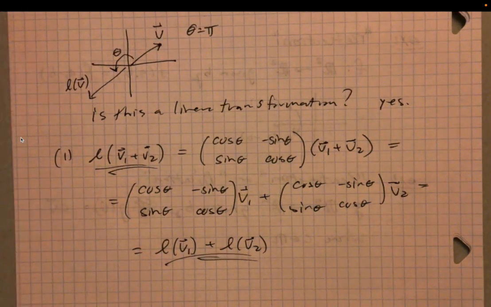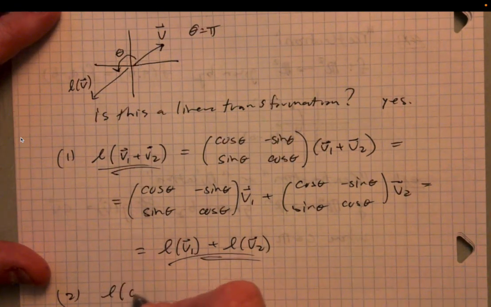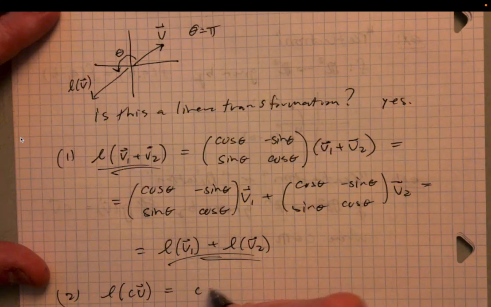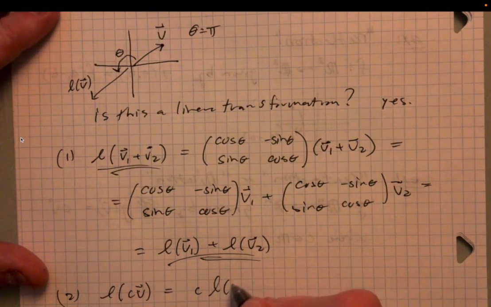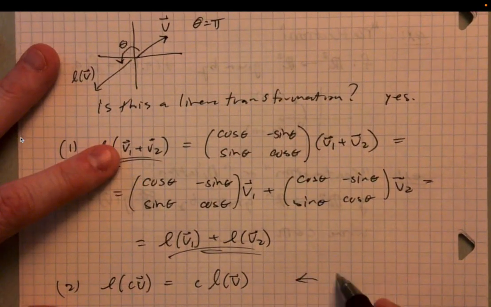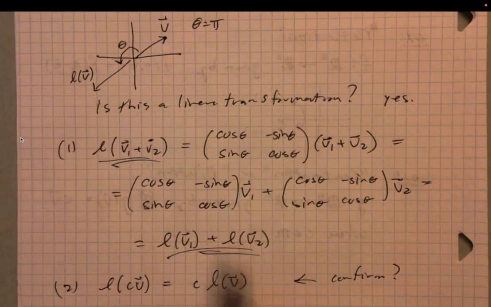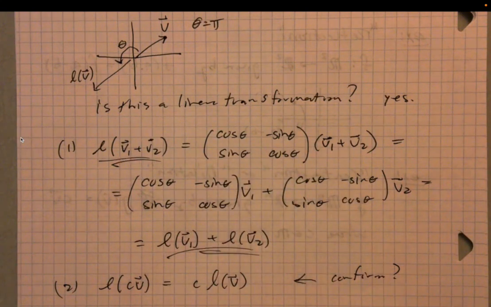The second property is really obvious, so I'll just state it: L applied to c times v is obviously equal to c times L of v, right? Spend 2 seconds and confirm this. Pause the video and do the exact same thing up here, and you'll see that clearly I can pull out the c here.